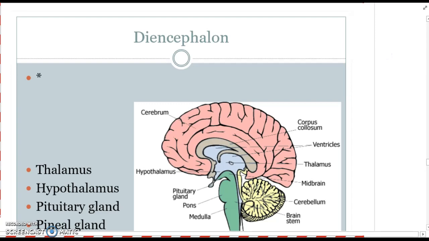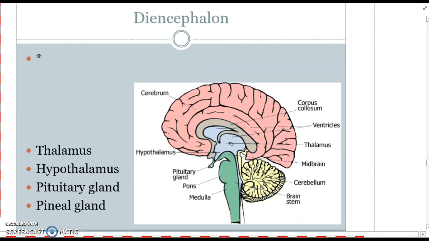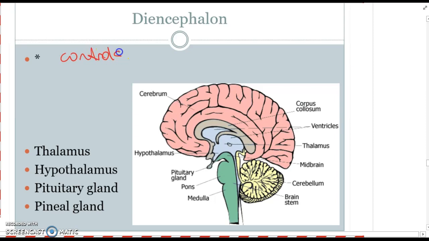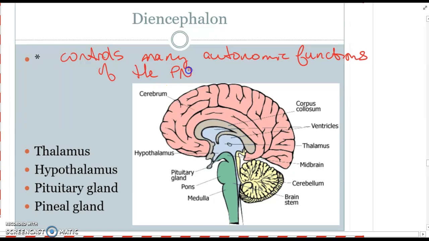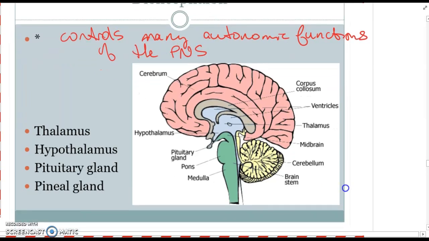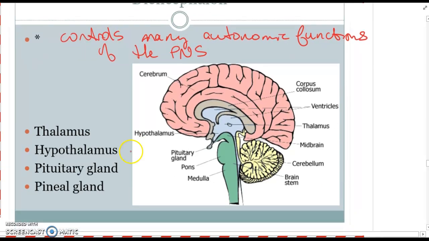The next part of the peripheral nervous system we'll talk about is the diencephalon, and that is what controls many of those functions of the peripheral nervous system that they call autonomic, so automatic, things you do automatically without thinking about it. And again, there are 4 parts of this: the thalamus, hypothalamus, the pituitary gland, and the pineal gland.